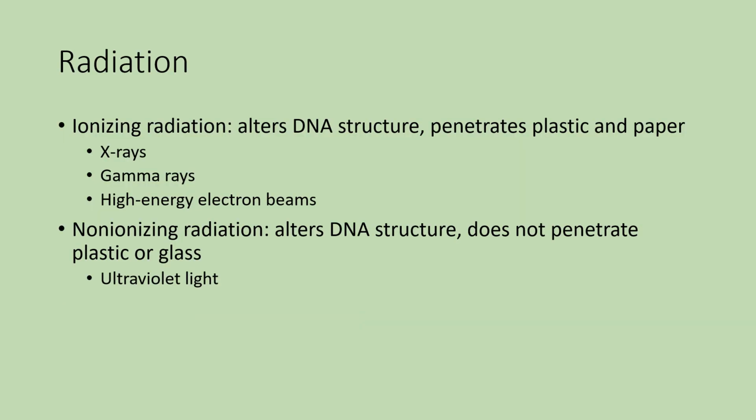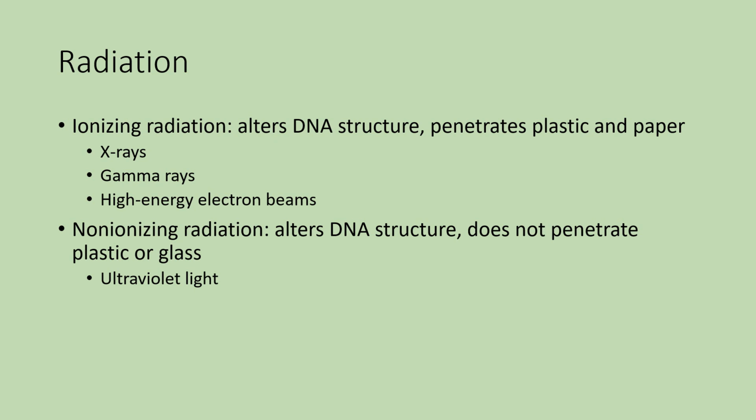You can also use radiation. All these are still physical means. You can use radiation to help control the microbial growth on items. You can use either ionizing radiation, which is things like X-rays or gamma rays. It's going to interfere with the DNA structure, so it will kill the organism. The advantage of ionizing radiation, such as X-rays and gamma rays, is that it will penetrate through plastic and paper.